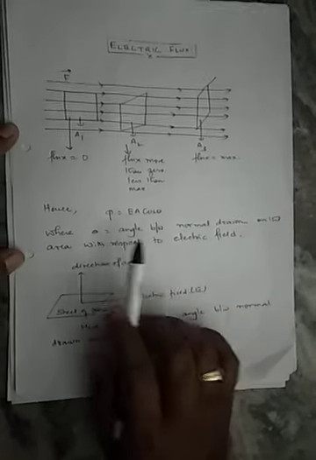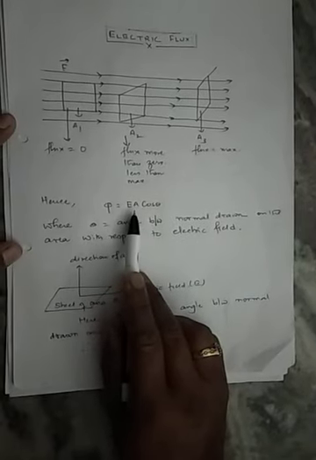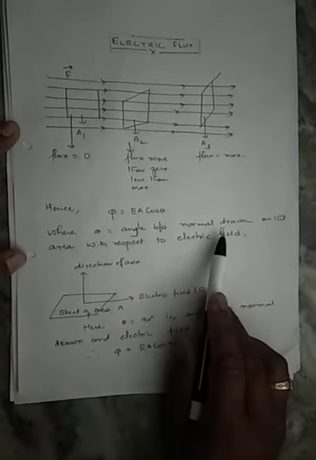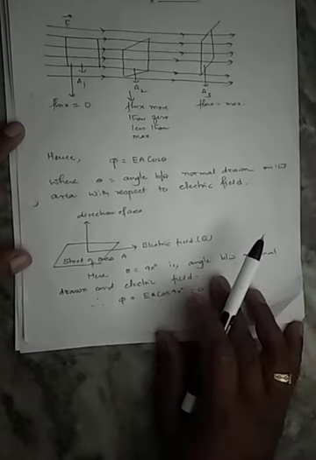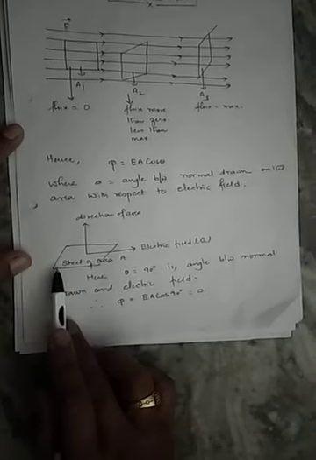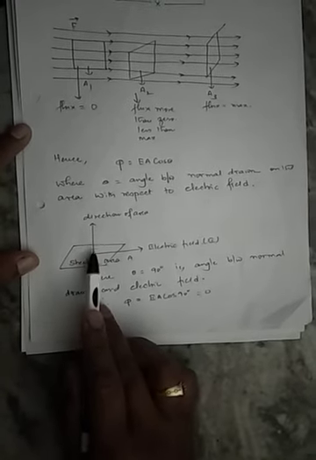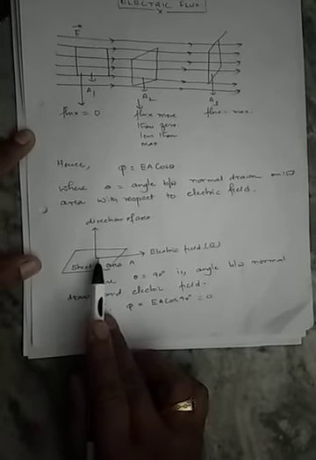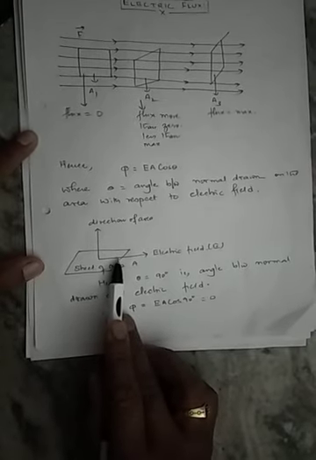But mathematically, the value of flux we calculate by the formula E A cos theta, where theta is the angle between the normal drawn on the area and the electric field. Now you can check out here that there is a sheet which I have drawn. The area of this sheet is a vector quantity. Its direction, as I have already drawn, is normal to the sheet, and I have assumed that the electric field is this side.